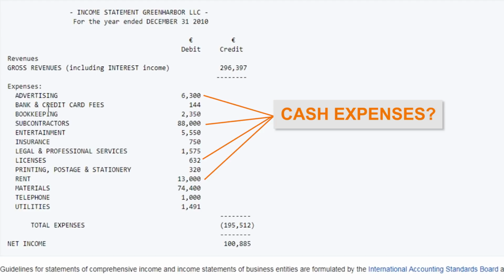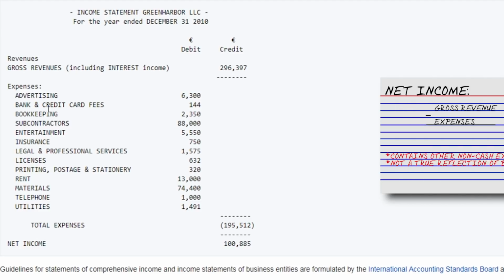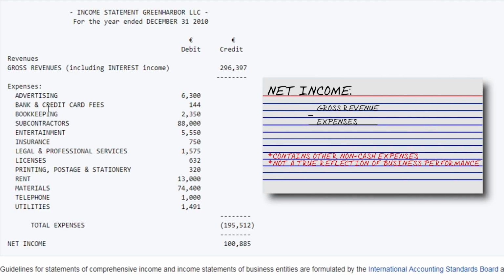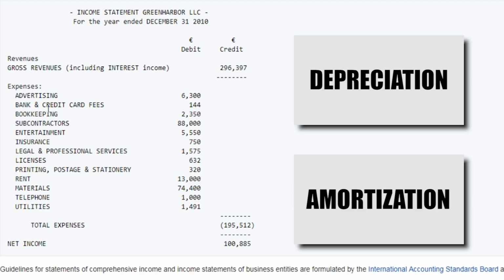Now you're probably thinking, aren't all expenses cash? Well, no, they're not. Most of the expenses that you and I think of when it comes to a business, like rent or like utilities, are cash expenses. But net income also includes a lot of non-cash expenses. Now, you may not even see these because your accountant may handle them, but the two big ones are depreciation and amortization. Now, those two terms roughly mean the same thing.